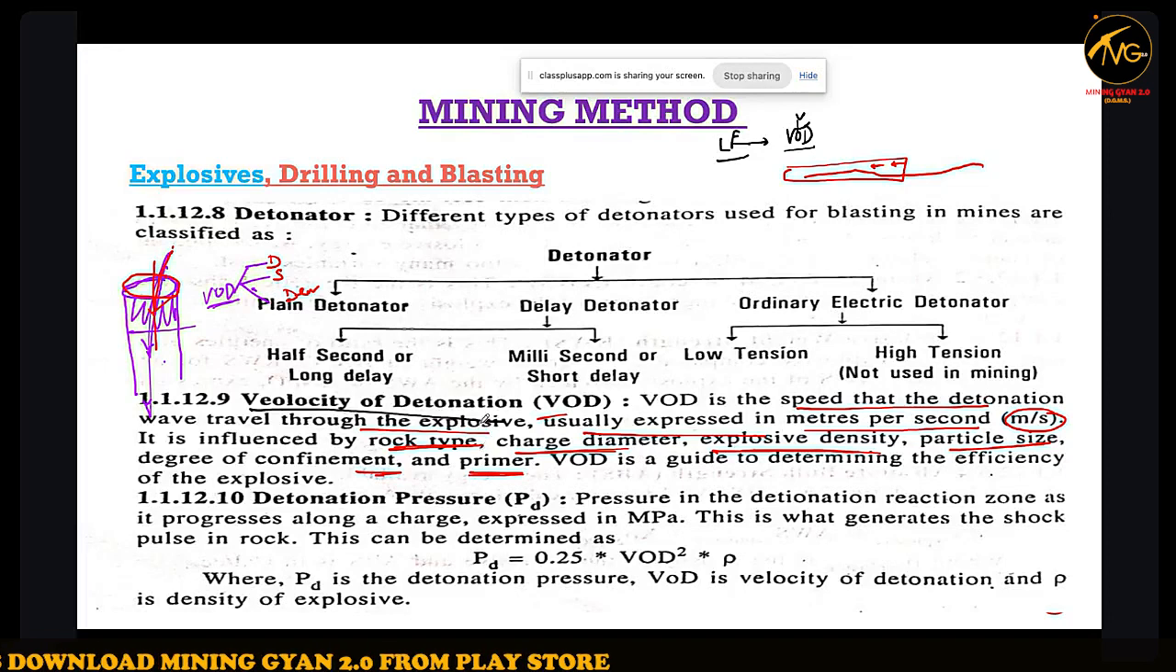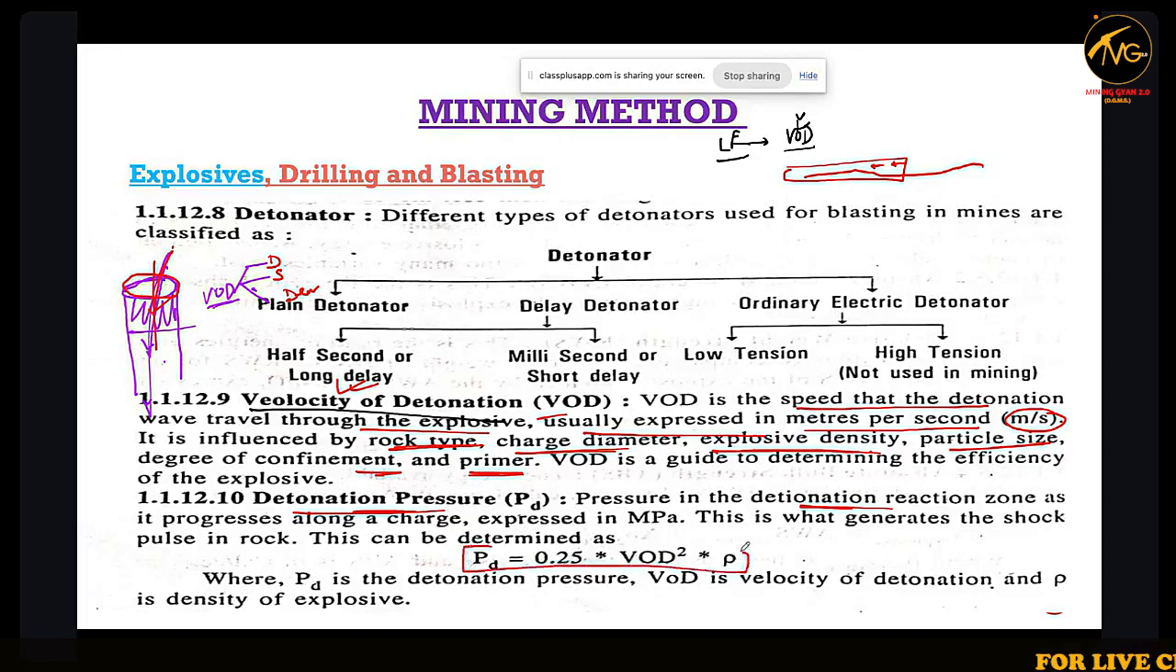So I have discussed velocity of detonation. ठीक है, क्या होता है वेलोसिटी ऑफ डिटोनेशन, सबको पता होना चाहिए. What is VOD. Then detonating pressure. डिटोनेटिंग प्रेशर क्या होता है? प्रेशर इन द डिटोनेशन रिएक्शन जोन एज इट प्रोग्रेस अलोंग द चार्ज. फॉर्मूला याद रख लो बस. डिटोनेटिंग प्रेशर का क्या होता है? 0.25 multiply by VOD square into density. You should remember this formula. If they ask questions, we will use this formula.